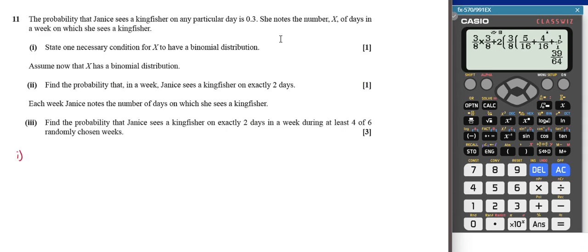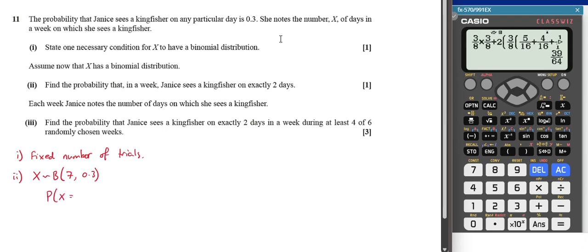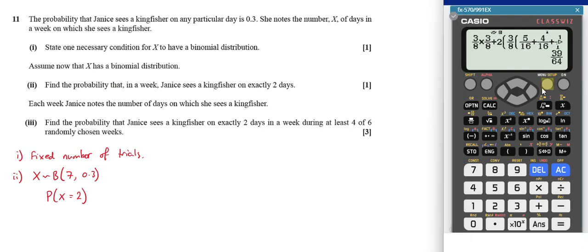I'm going to go with fixed number of trials. Part 2, assume it is binomial. Find the probability that in a week Janice sees a kingfisher on exactly 2 days. So we have x is distributed binomially. We have 7 as my number of trials. And I've got 0.3 as my probability, and I'm looking for the probability that x is 2. I'm going to pull that straight from my calculator.